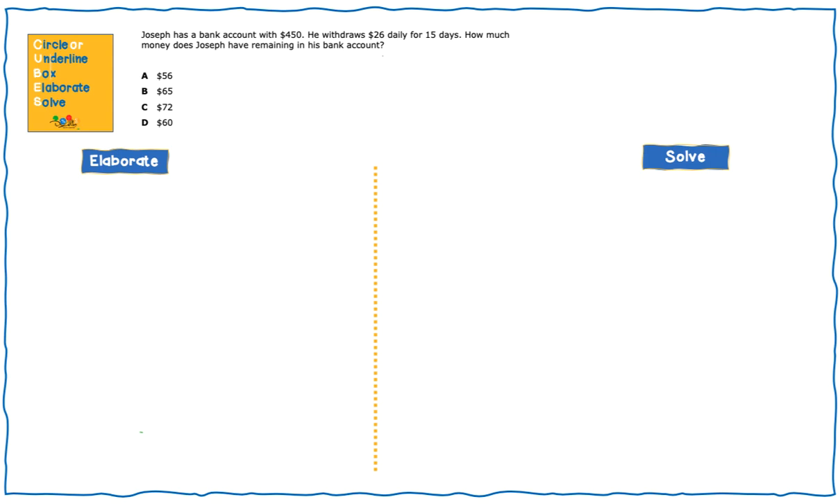Joseph has a bank account with $450. He withdraws $26 daily for 15 days. How much money does Joseph have remaining in his bank account?